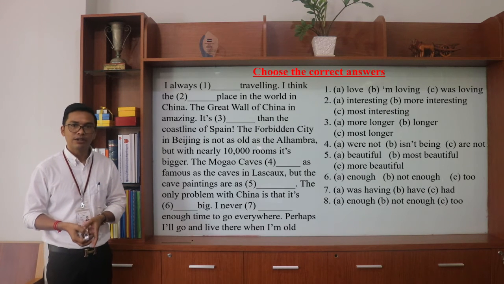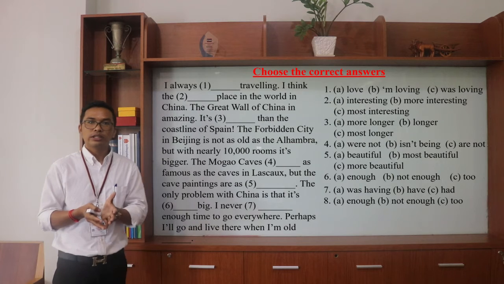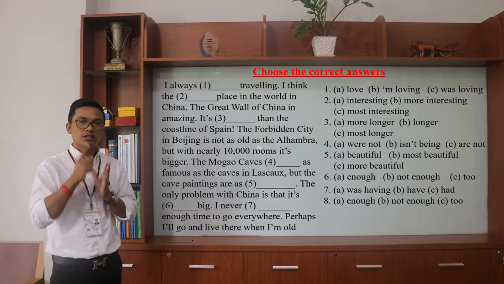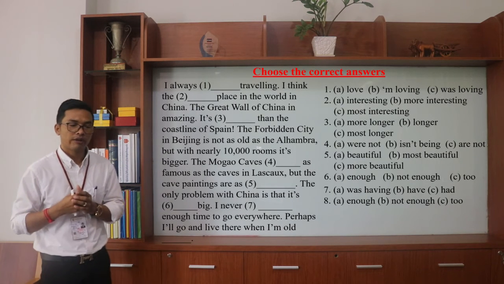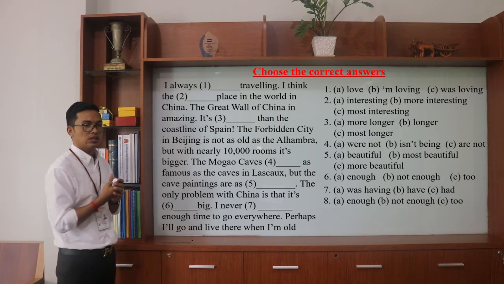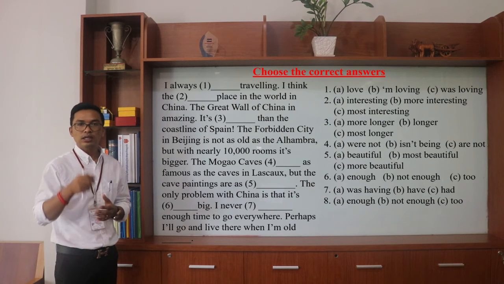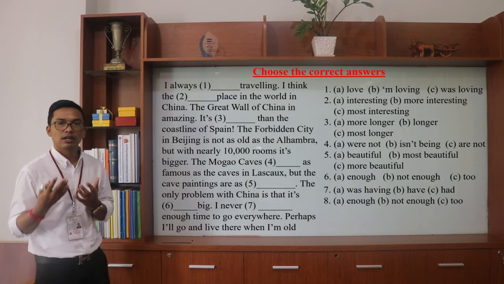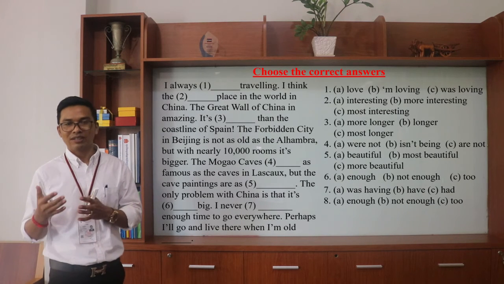Right, last exercise with me, go. This exercise just wants to cover all the grammar in Unit 4. Let's start. There is 1 space, and there are 3 answer choices for you to choose. Alright, so let's go a little bit faster. I always blah blah blah traveling. So number one, we have love, I'm loving, or I was loving. So the correct answer should be love traveling.